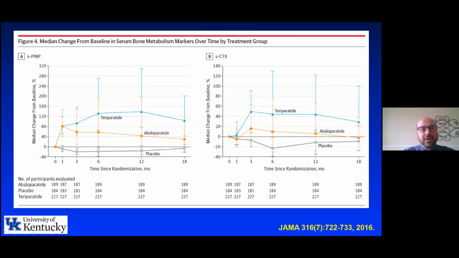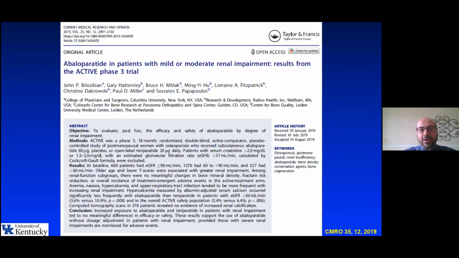Very interesting. And also you can see here the P1NP and the CTX, which are biomarkers we don't usually use in CKD patients because they are relatively retained in CKD patients. As we discussed, we use the bone-specific alkaline phosphatase and TRAP5b, but also abaloparatide improves the bone formation biomarker and the bone resorption biomarker. So the CTX is a bone resorption marker and P1NP is a bone formation marker. Both improve better with the teriparatide. So teriparatide is a very promising agent.